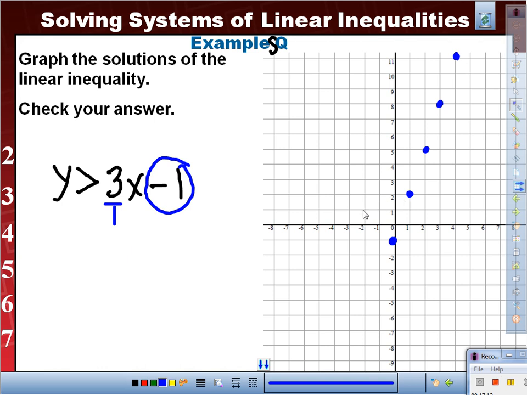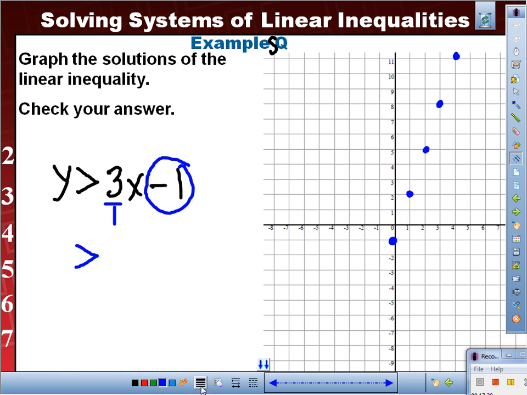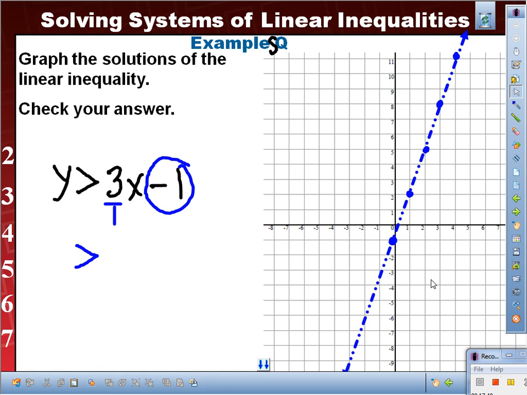All right. Now check this out. I'm going to graph my line, but I need first to check my inequality symbol. What is my inequality symbol? Greater than. Does it have an equal sign? No. Well, look what I'm going to do. It's a dashed line. You're saying, how do I do that, Mr. Q? Like this.